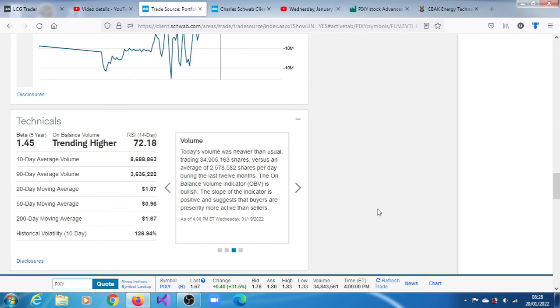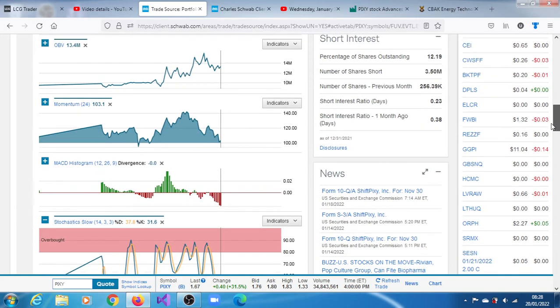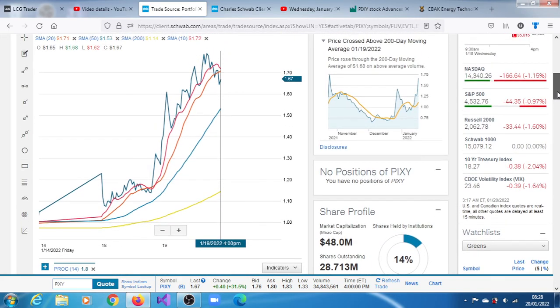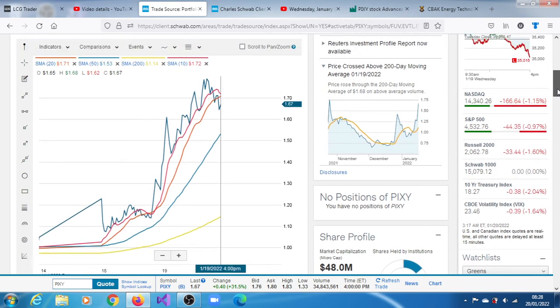The on-balance volume indicator is bullish. The slope of the indicator is positive and suggests that buyers are definitely more active than sellers. Yes, and our thumbnail says the buyers are slugging it out with sellers. So the buyers have taken advantage right now.